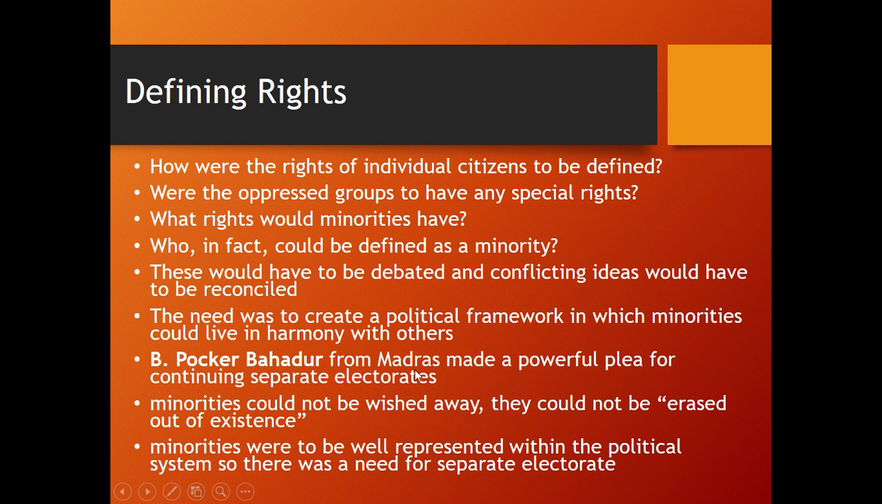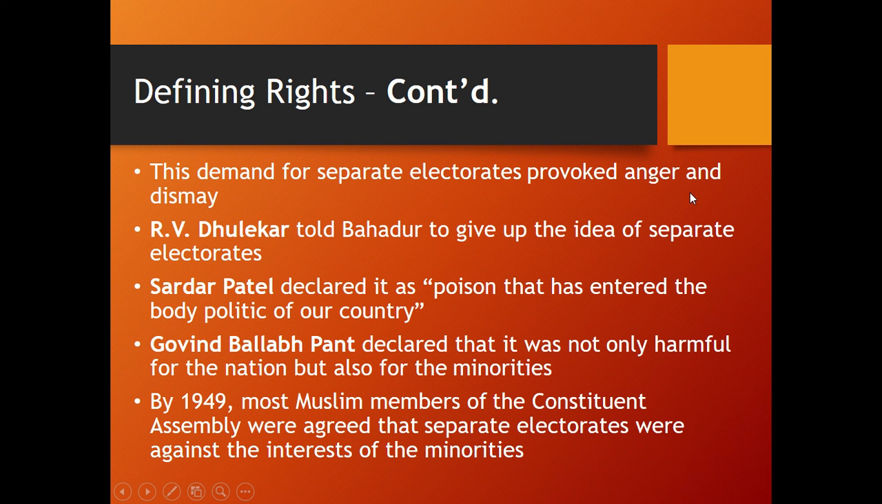B. Pocker Bahadur from Madras made a powerful plea for continuing separate electorates. Minorities, he said, could not be wished away, they could not be erased out of existence. Minorities were to be well represented within the political system, so there was a need for separate electorates. This demand provoked anger and dismay. R.V. Dhulekar told Bahadur to give up the idea. Sardar Patel declared it poison that had entered the body politic of our country. Govind Vallabh Pant declared that it was not only harmful for the nation but also for the minorities themselves.